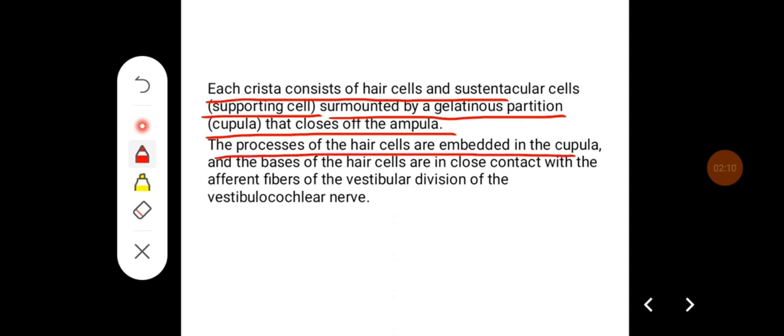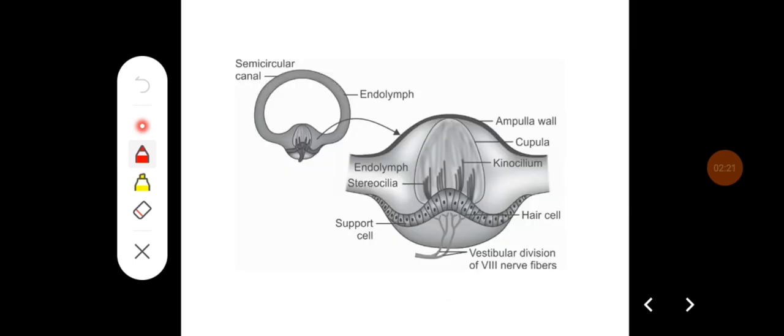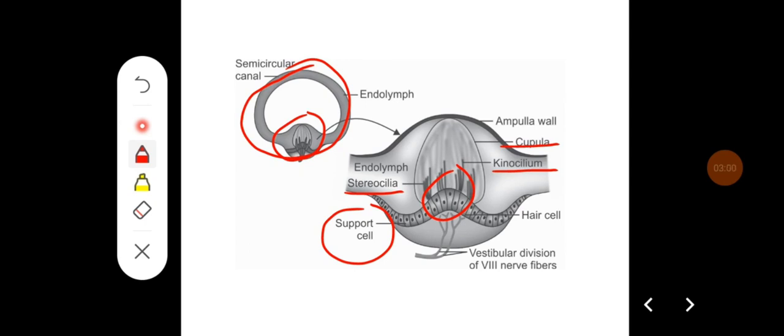The processes of hair cells are embedded in the cupula, and the bases of hair cells are in close contact with the afferent fibers of the vestibular division of the vestibulocochlear nerve. This diagram shows the crista, the receptor of the semicircular canals. This is the diagram of a transverse section of the semicircular canal, and this is the crista. In the crista you can see the hair cells embedded in the cupula, and you can see the kinocilium and stereocilia embedded in the cupula in the endolymph. These are the supporting cells to the hair cells, and you can see the afferents arising through the vestibular division of the 8th nerve.